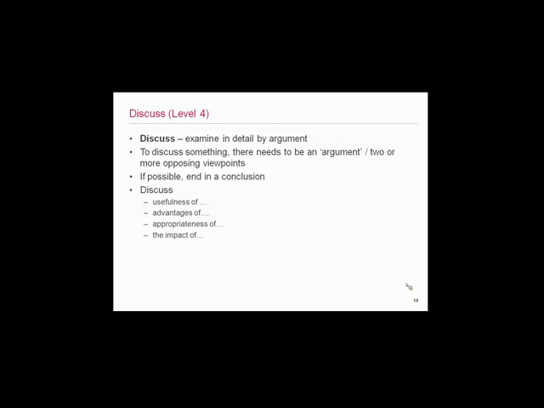As I said, most of the verbs you'll be exposed to will be in level 4 and 5 and above. So discuss is a very common level 4 verb, and again, usually it will cause a lot of confusion. Discuss actually means examine in detail by argument. So to discuss something you have to have an argument, which means at least 2 or more opposing viewpoints. So you either say the pros and cons for an issue, or you look at the same issue from different angles.